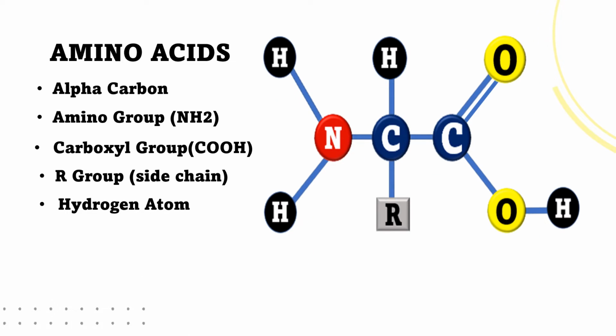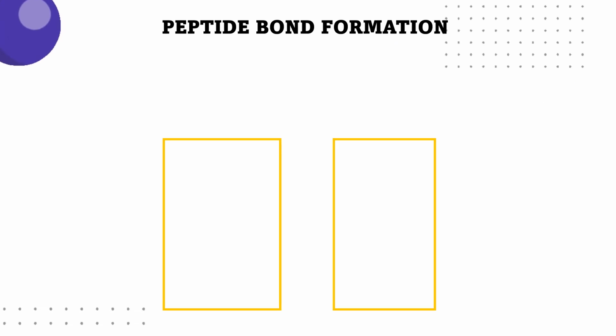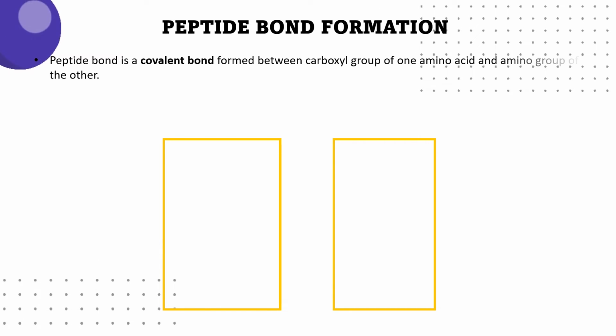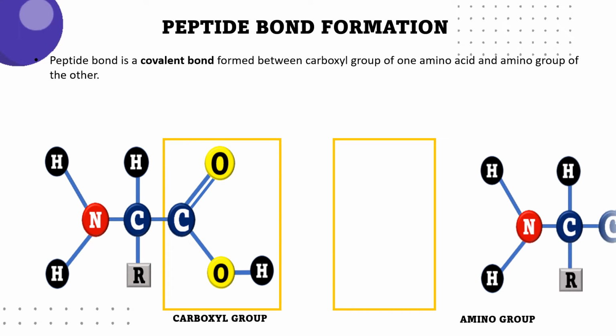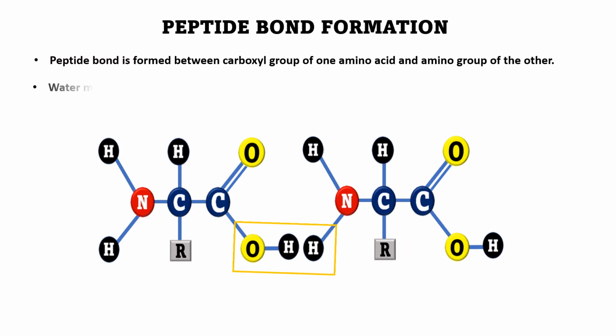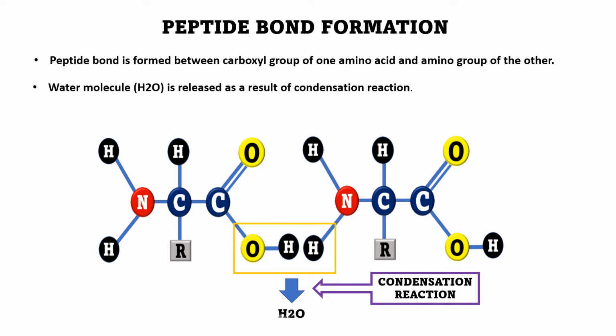So now as we know the structure of an amino acid, it's easy to understand the formation of a peptide bond. We just need to understand 2 basic concepts. Firstly, a peptide bond is a covalent bond formed between the carboxyl group of one amino acid and the amino group of the other. And secondly, a water molecule is released as a result of a condensation reaction during the formation of the peptide bond.